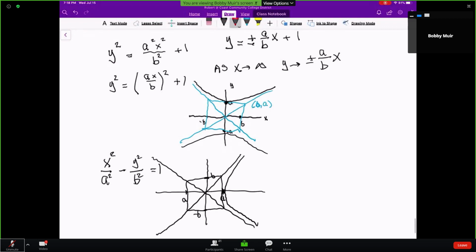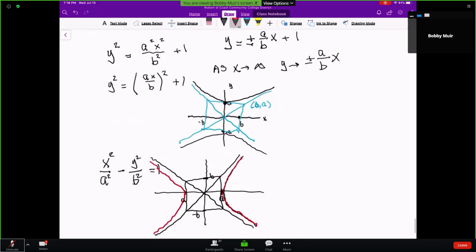Maybe I should draw it in red. All the rest of the stuff are just helpers. The red is the hyperbola. So the box and the lines are not part of the hyperbola, just the red is. Now once again, this point right here has coordinates (a, b). And the slope of this line would be b over a. So this one has asymptotes y equals plus or minus b over a x.